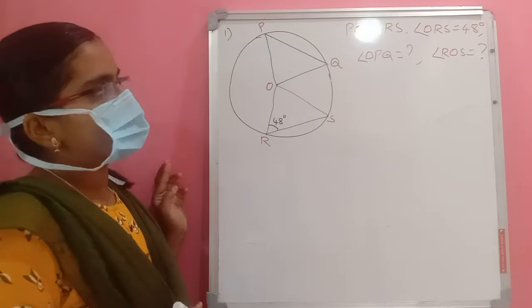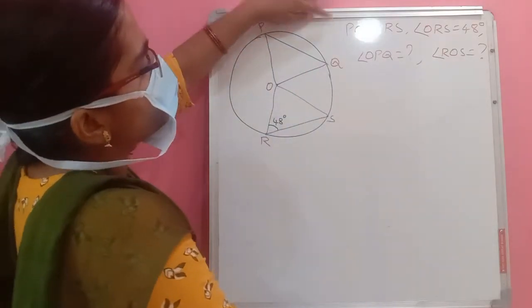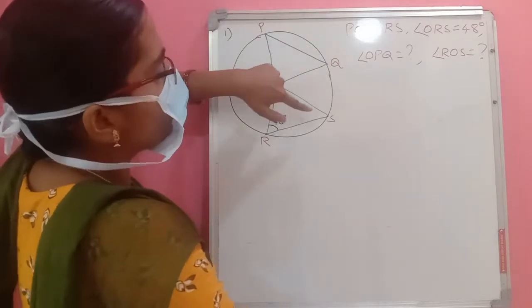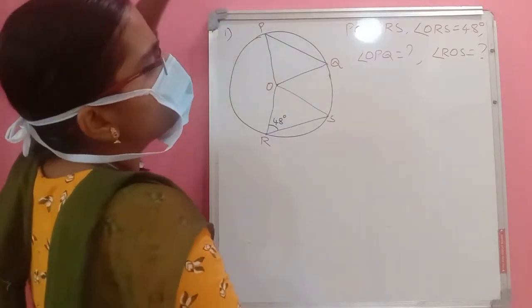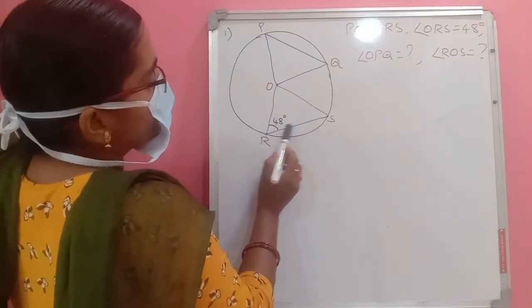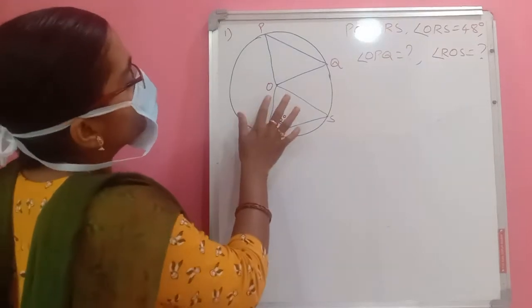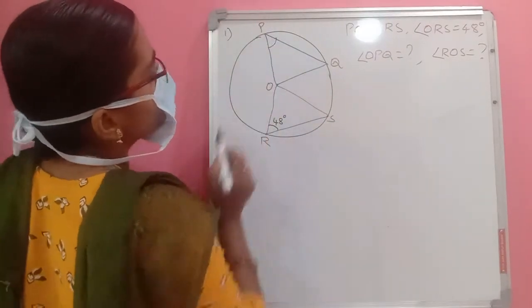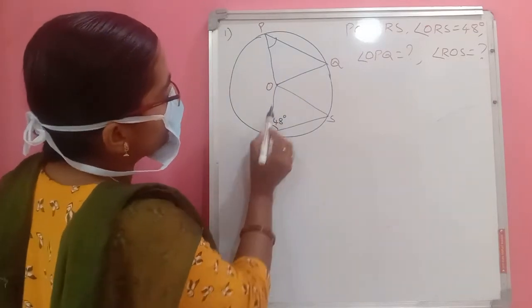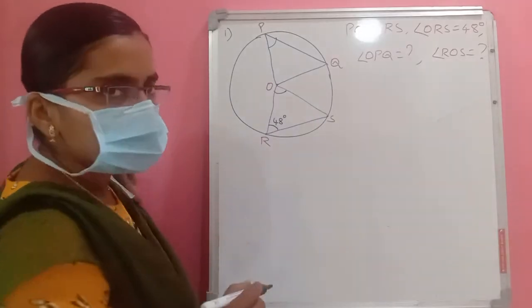Here we have one example. This is the diagram they have given, and the information given is PQ is equal to RS, meaning these are chords, PQ chord is equal to RS chord, and angle ORS is 48 degrees. Now we have to find angle OPQ, this angle, and angle ROS, this angle. So we have to find these two angles.